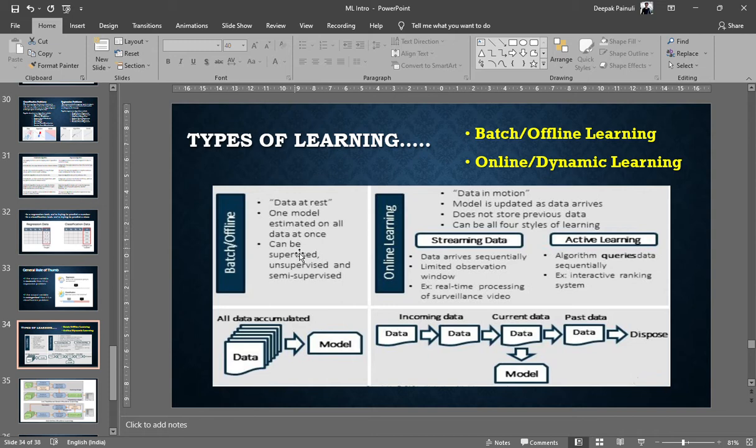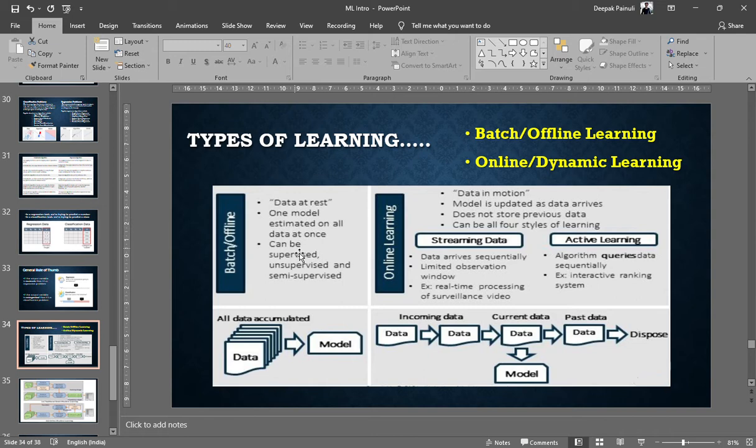But nowadays, because of the introduction of cloud computing and online computing, our data could be in motion. At that point we understood that we need a model that we can train on online data. So batch learning is totally traditional learning, and that is what we are going to learn in this subject.